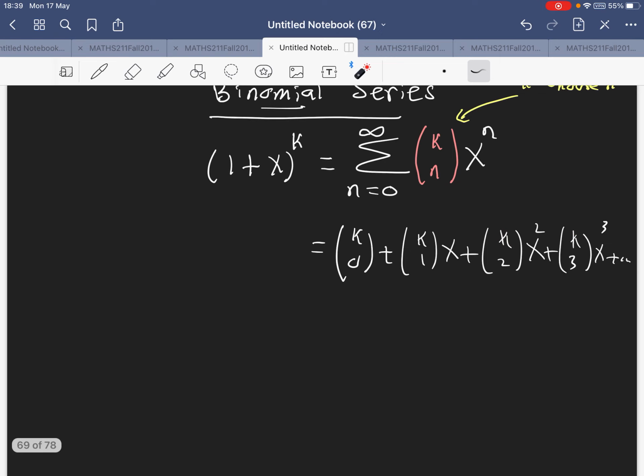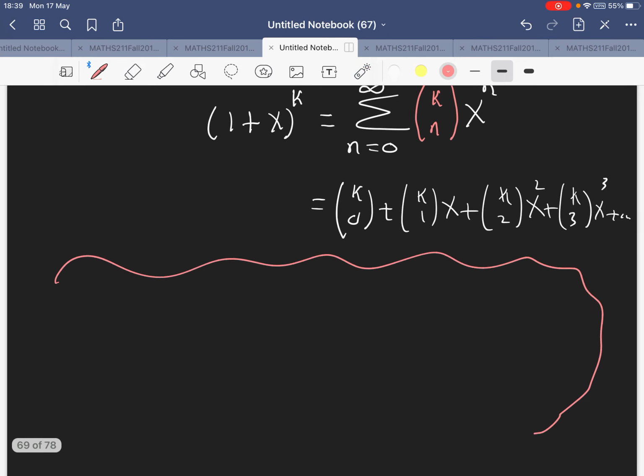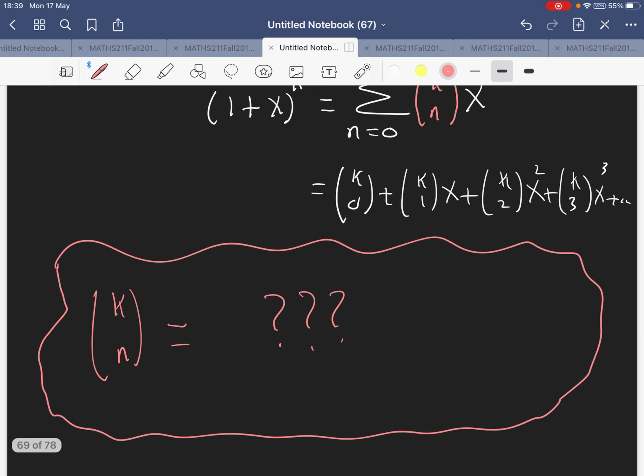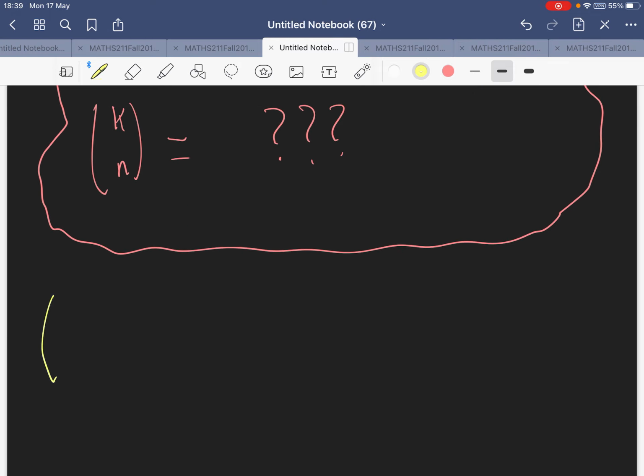Let me tell you how we find this k choose n. What is it equal to? Let us do some examples. I think through the examples we will know. Let me choose a number, maybe 3 choose 2. How do you find it?